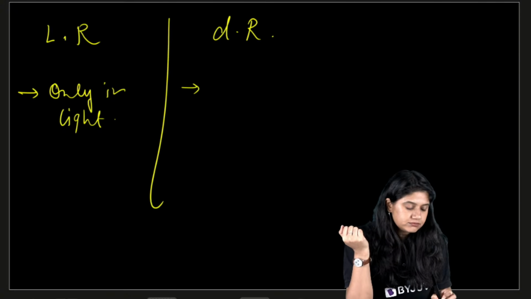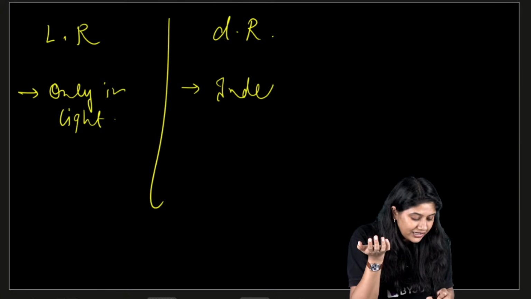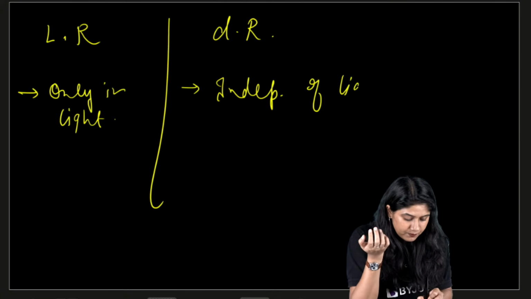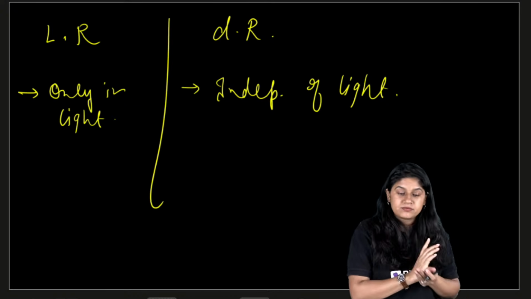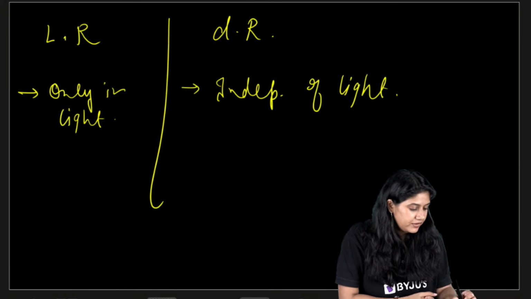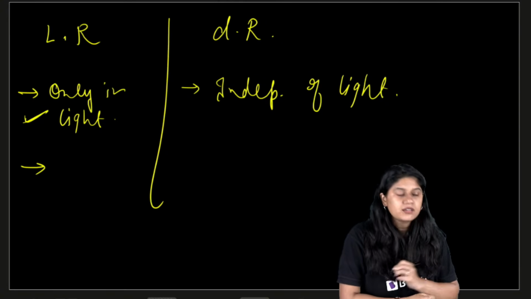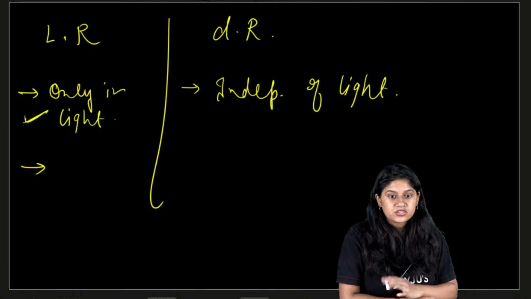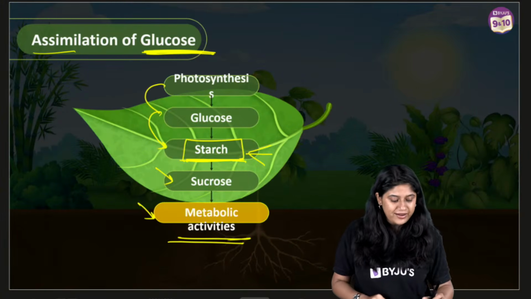Dark reactions do not need the light. They are independent of light. So the reduction of carbon dioxide to carbohydrate is the dark reaction, okay? What will we have in light reactions? That they only occur in the light time. That's one thing that you have to remember. Okay. Now let's move ahead, everyone.